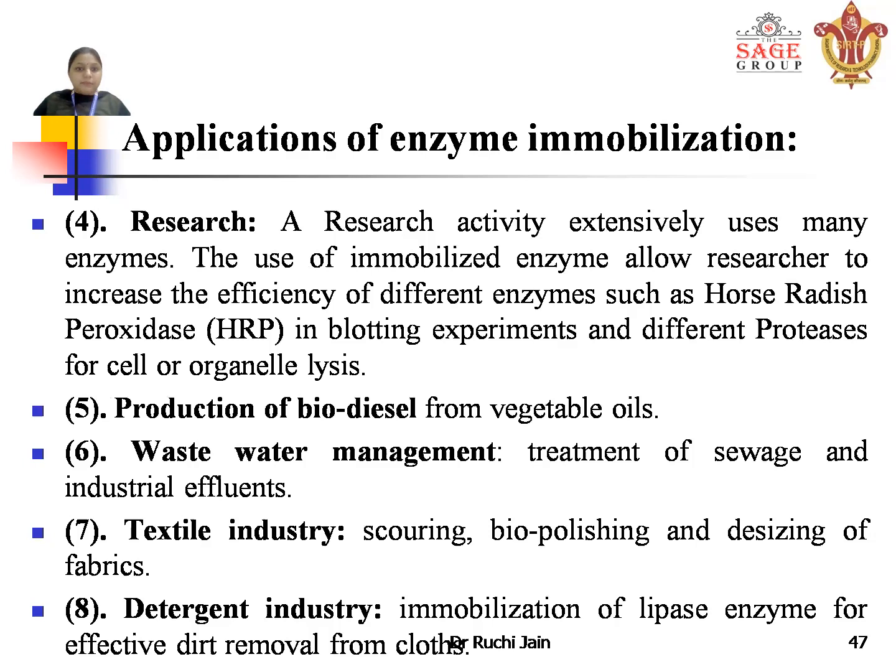In research, they are mainly used in ELISA. Horseradish peroxidase is the enzyme used for blotting experiments and different ELISA experiments. They are used in the production of biodiesel from vegetable oils and in wastewater management. These types of immobilization techniques are used in textile industries for biopolishing and designing of fabrics. All these types of immobilization processes are used. And in detergent industries also, lipase enzymes are used to dissolve the lipids.